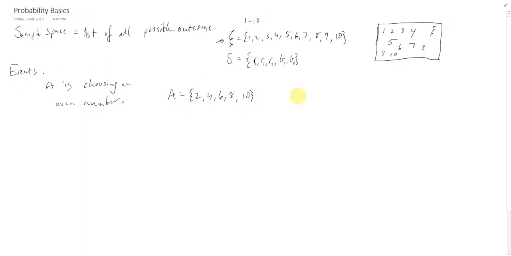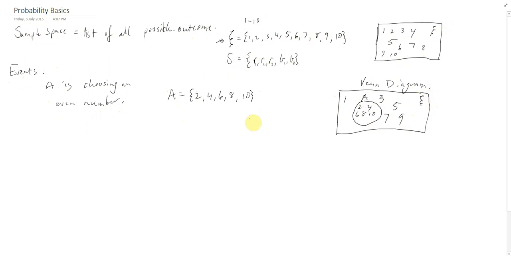There we go. Or using this box representation, here's our sample space, which has all of the possible outcomes. And I'm going to use a big circle to represent our event A, the even ones. So in A, I'll put all the even numbers, 2, 4, 6, 8, 10, and all the rest out in this sample space box, 1, 3, 5, 7, and 9. There we go. So hopefully you'll start to recognize this as a Venn diagram, which will become more obvious soon.